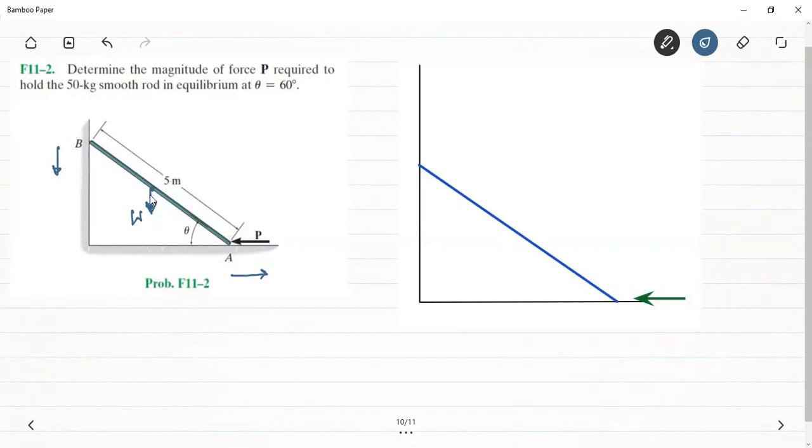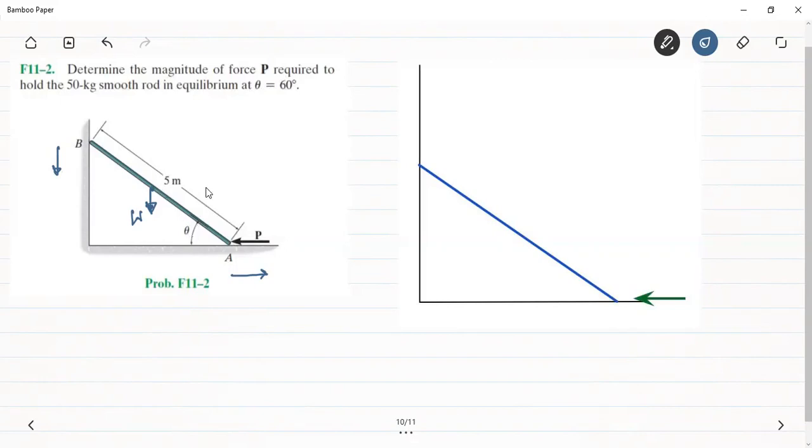So to hold this rod in equilibrium, there has to be a force P applied. We need to apply some force P, and this is the force which we have to find out. We have to find out the magnitude of the force required to hold this 50 kg smooth rod in equilibrium at a particular angle, which is given as theta equal to 60 degrees in this question.